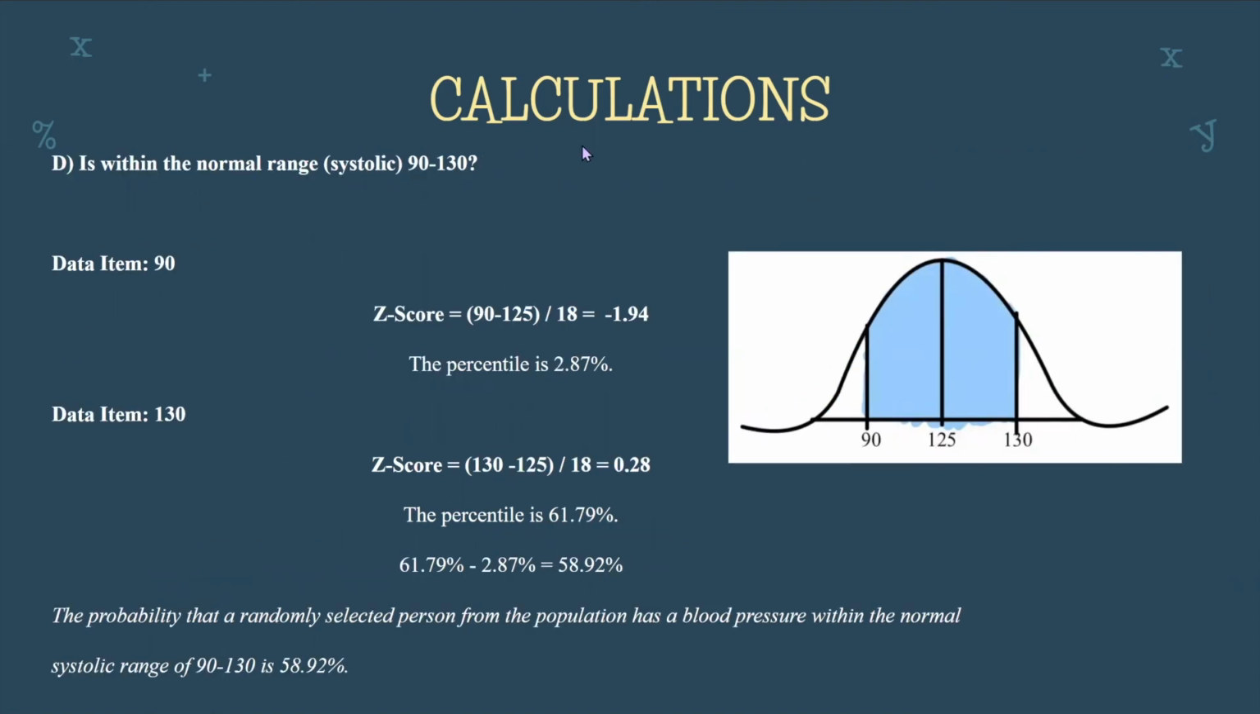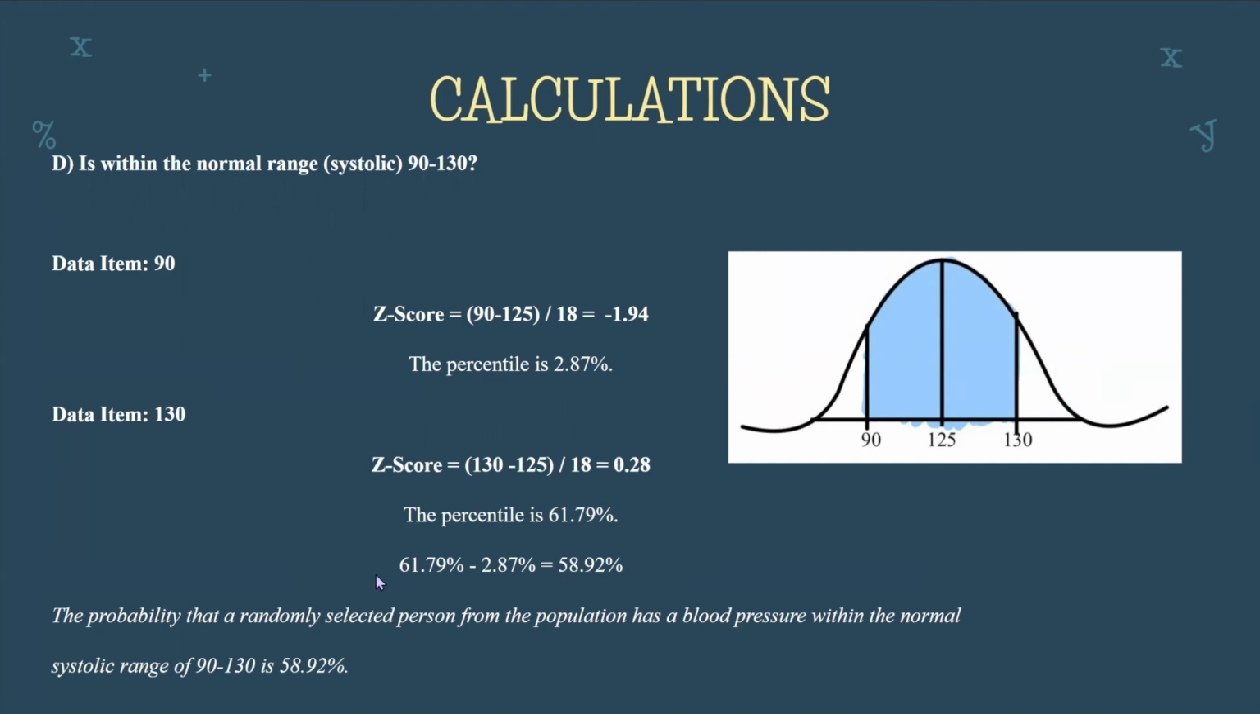For D, we needed to find if the systolic was within the normal range of 90 to 130. So we had to calculate two numbers. For the first one, it would be 90, and we used the same formula to find the z-score, and got approximately negative 1.94, and the percentile would be 2.87%. As for 130, we got approximately 0.28, and the percentile would be 61.79%.